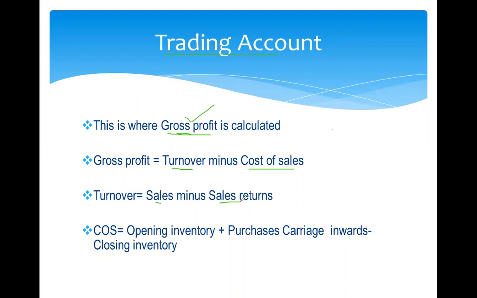This is very clear from my definition: sales are goods sold, and sales returns are goods returned by customers. Then the question comes, what is cost of sales? Cost of sales, abbreviated COS, is determined as follows: opening inventory, which is our opening stock, plus our purchases, plus our carriage inwards, minus our closing inventory. This is the background that you need to have.